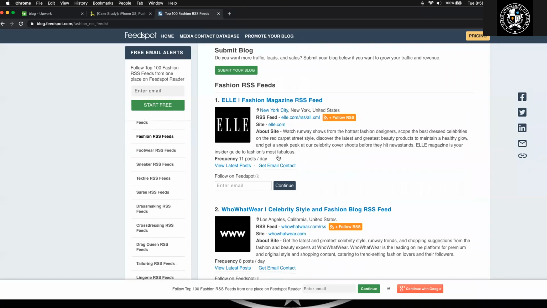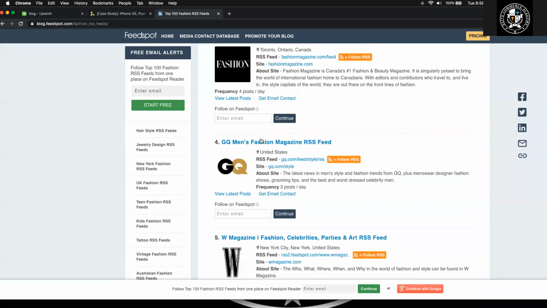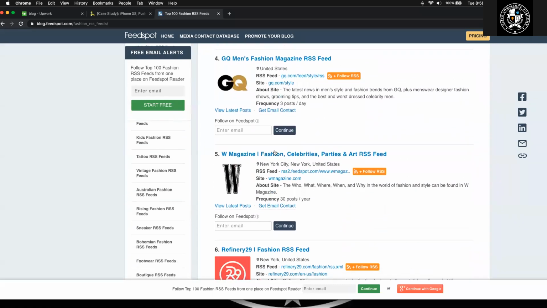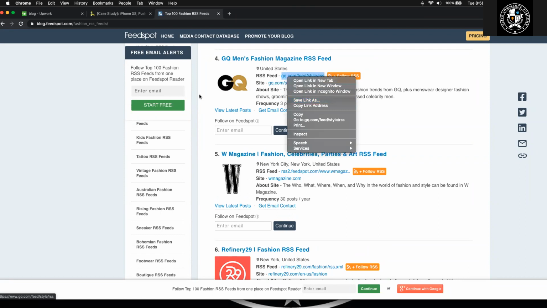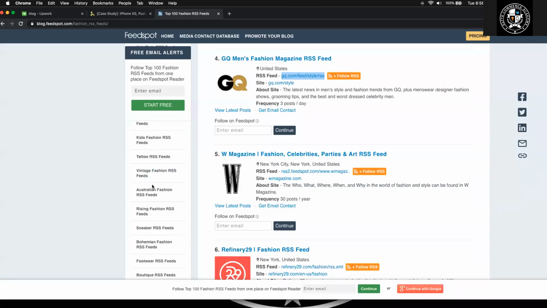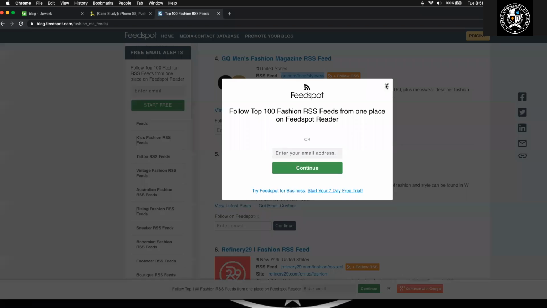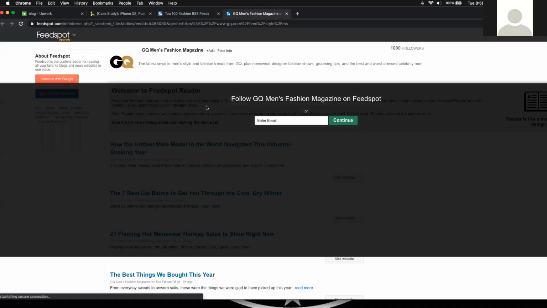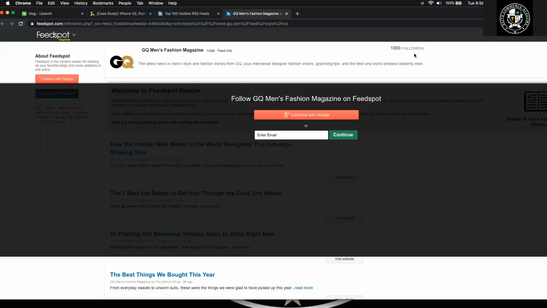So now you got L Fashion Magazine, Who What Wear, Fashion Magazine, GQ, W. You could take all of the content from their website. All you gotta do is copy and paste this right here. Copy it, paste it into your campaigns on WordPress, and boom. Now all the stuff that's being posted on GQ is gonna be on your website. Like the full article, or once they click on it, they'll be redirected over to GQ. Full article most of the time.